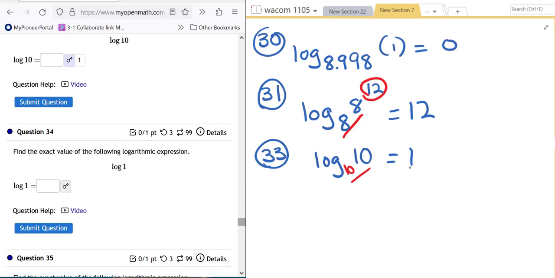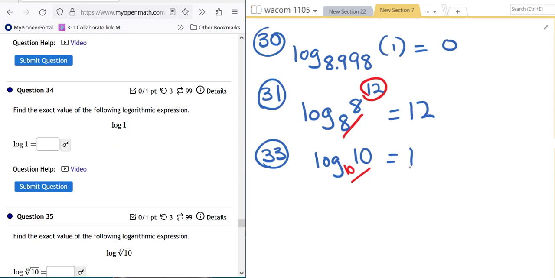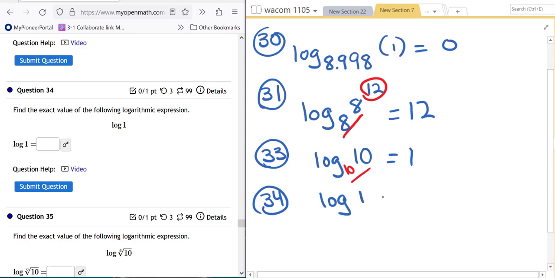And 34 is just the other property. You're taking the log of 1. The answer is 0. It does not matter what the base is. Answer is 0.